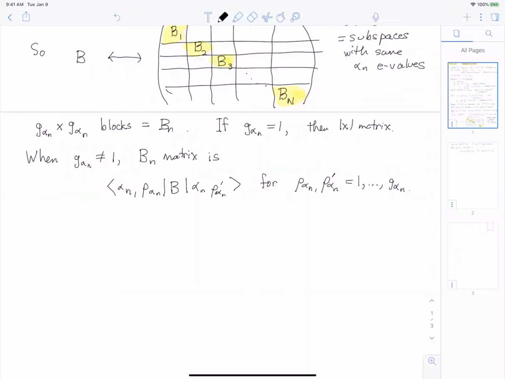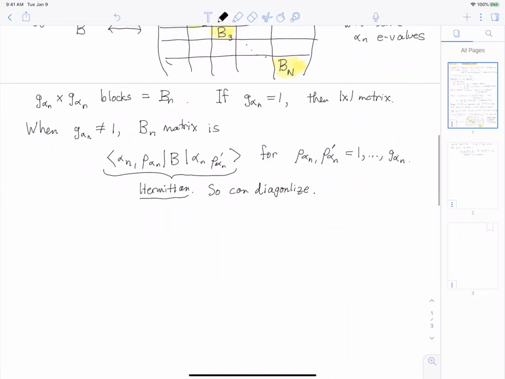One thing we know about this set of matrix elements is that because B is Hermitian, these are Hermitian matrices. That's the key to the whole thing. That means we can diagonalize them. We had another theorem to that effect. And so we can choose some basis in which they're diagonal, and that basically is the proof of the theorem.